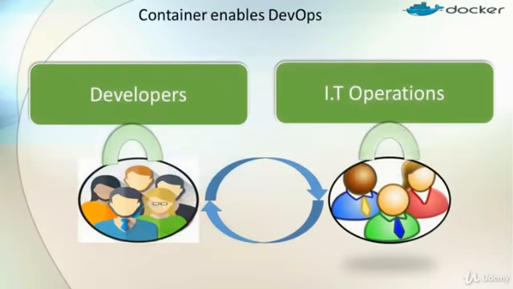Docker enables DevOps. That means, let's say for example, we have a developer and we have the operations. The development team writes the code and deploys the product, but there is a complete development life cycle. So they write the code, they build, they test, and after that they release, right?